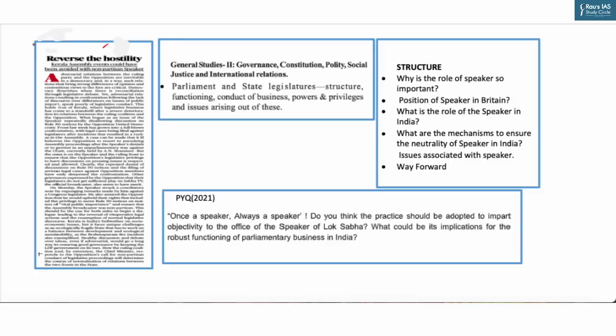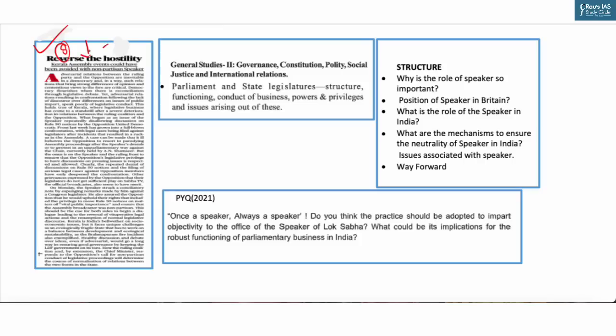Our next discussion is based on this article which appeared on page 8 in The Hindu newspaper. To understand the context of this article, you should know that adversarial relations between the ruling party and the opposition are inevitable in a democracy. And in a way, such relations that bring strong differences of opinion and contentious views to the fore are critical. Democracy flourishes when there is reconciliation through legislative debate. Yet, adversarial relations resulting in confrontation following the lack of discourse over differences on issues of public import speak poorly of legislative conduct. And this holds true of Kerala.